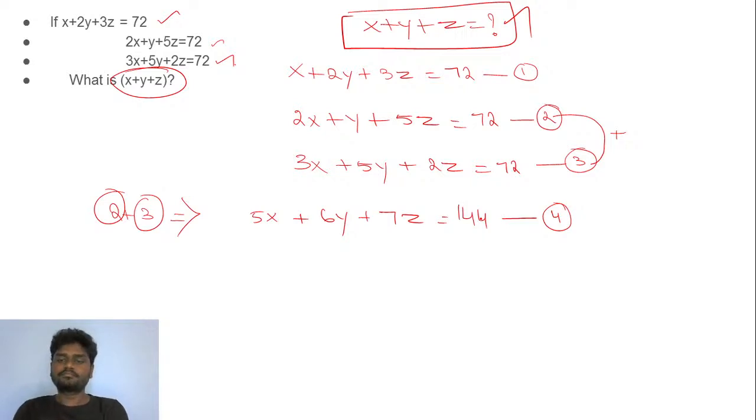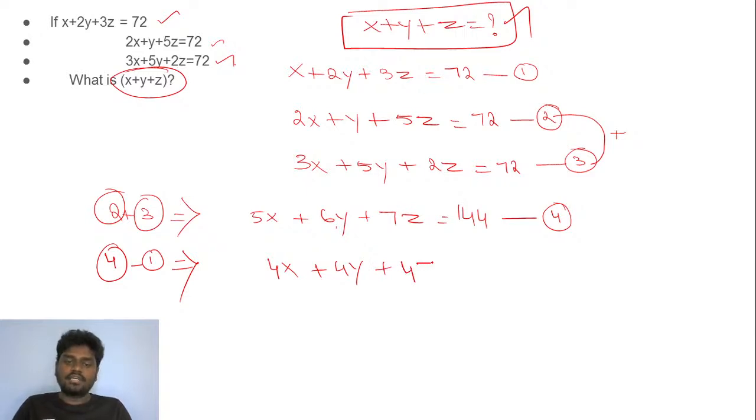Fine. Now what I can simply do here is subtract 4 minus 1, that is, subtract the first equation from the fourth equation. 5x minus x is going to be 4x. 6y minus 2y is going to be 4y. And 7z minus 3z is going to be 4z, is equal to 144 minus 72, which is 72 again.